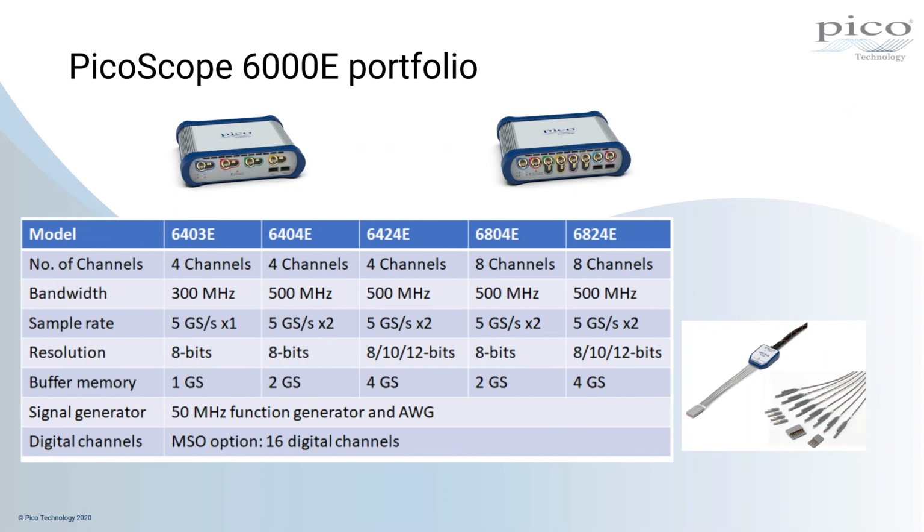I mentioned that there are 4 and 8 channel models with bandwidth ranging from 300 megahertz up to 500 megahertz, sampling speeds of 5 gigasamples per second, either 8 or flexible resolution, 8, 10 and 12-bit resolution, and up to 4 gigasamples of capture memory depending on the model that you choose. All models have a 50 megahertz signal generator, and by adding the TA369 digital pod, you can add either 8 or 16 digital channels.